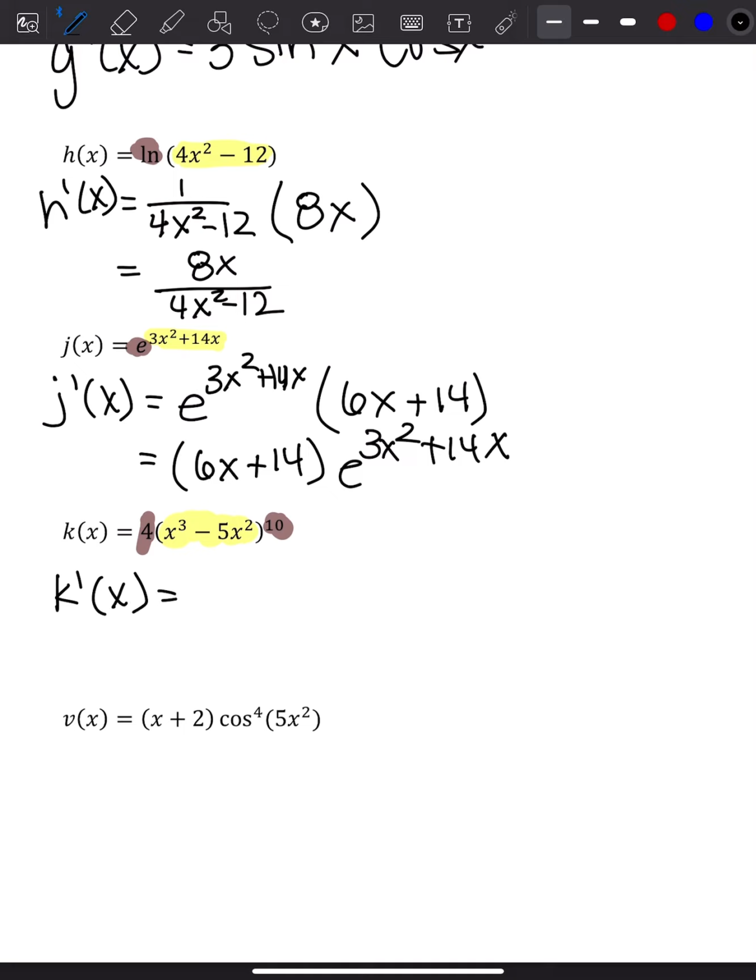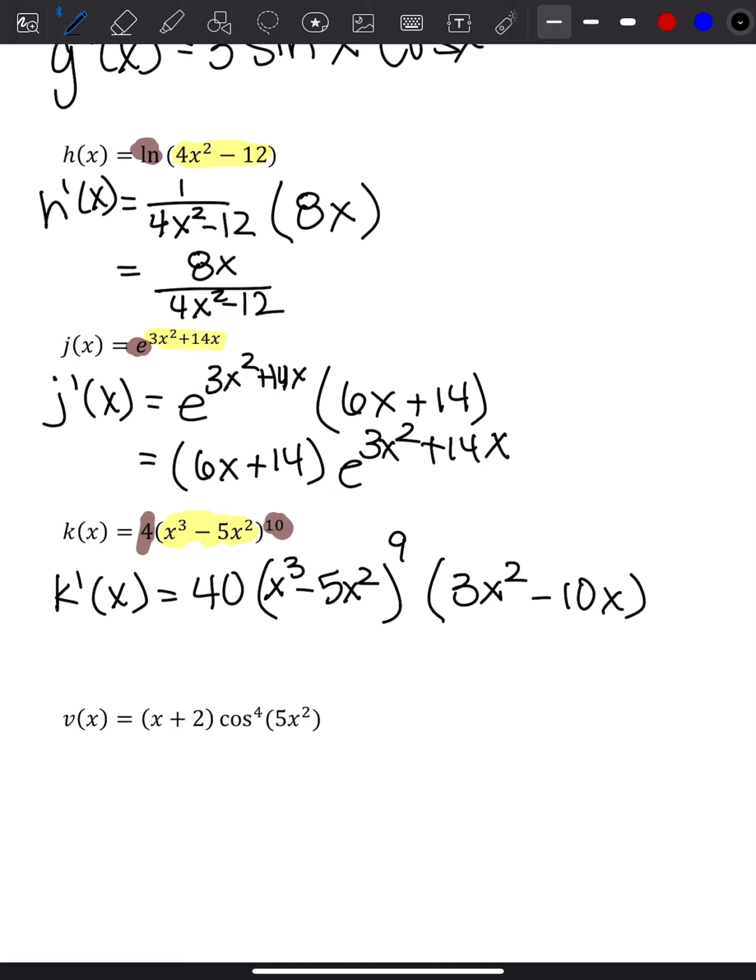So if I start with my outside function power, well, we're going to do 4 times 10, so 40. And then we take 1 away from our power, the 9th power. Everything inside of our parentheses stayed the same, so I have x cubed minus 5x squared. We now need to multiply by the derivative of the inside. So the derivative of the inside, we have 3x squared minus 10x, and that is about all I can do unless I multiply everything out and rearrange it, but most of the time we don't need to.